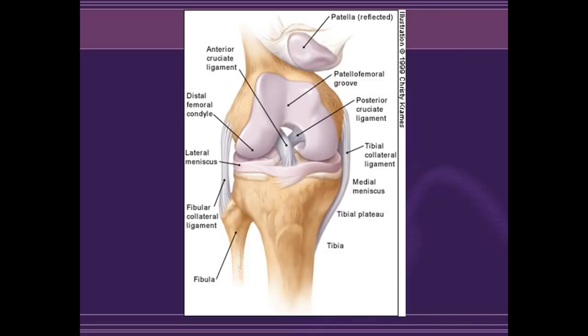Next, we'll cover the knee. The knee has numerous ligaments and menisci, and it's important to have some concept of the anatomy because several fractures in this area are often associated with ligamentous and soft tissue injury.